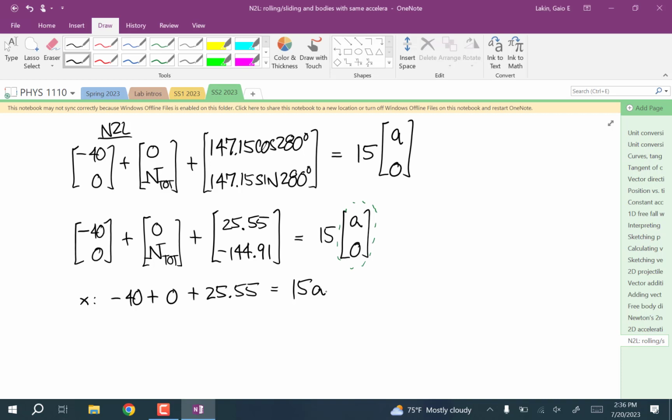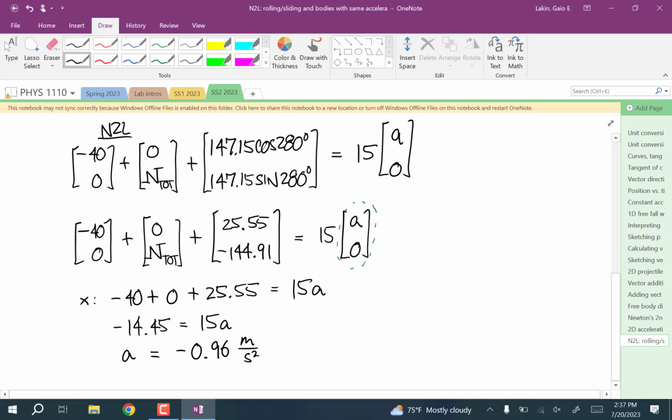And so you get negative 14.45 is equal to 15a. And so a is equal to negative 0.96, I'll just leave it like that, meters per second squared. Okay, that's not the acceleration vector, that's just the variable a.